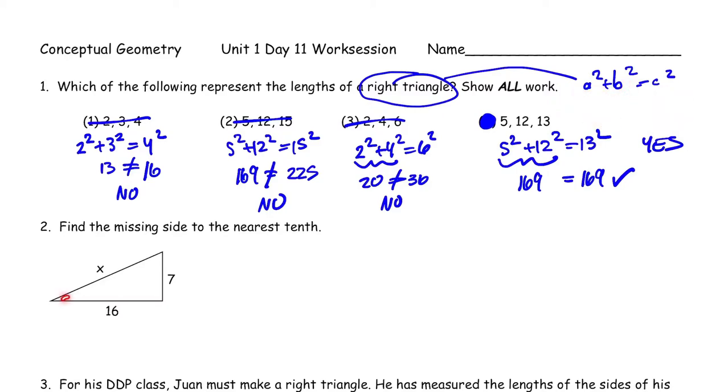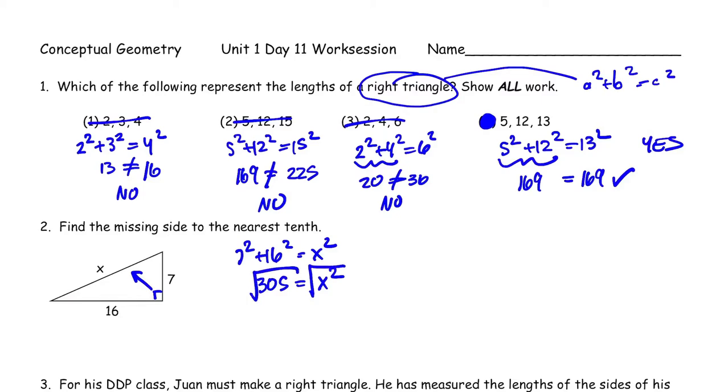Hypotenuse is always the longest side. It's always opposite the right angle. That's always the one by itself. We got 7 squared plus 16 squared equals x squared. And again, just put all this into the calculator. It gives you a number. That number is 305 equals x squared. And to solve for x, we take the square root.